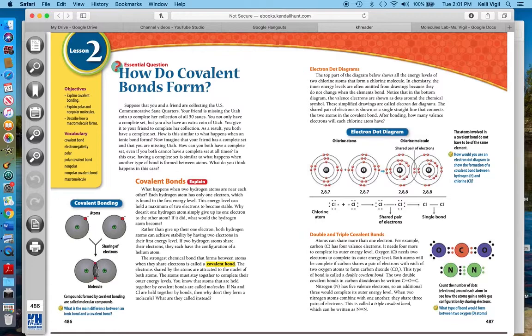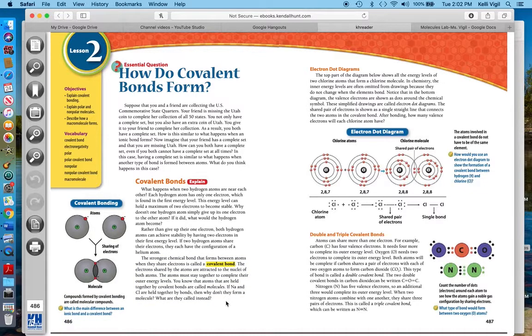So they share, how nice of them, and they form the helium configuration. The strongest chemical bond that forms between atoms when they share electrons is called a covalent bond. The electrons shared by the atoms are attracted to the nuclei of both atoms. The atoms must stay together to complete their outer energy levels. You know that atoms that are held together by covalent bonds are called molecules.